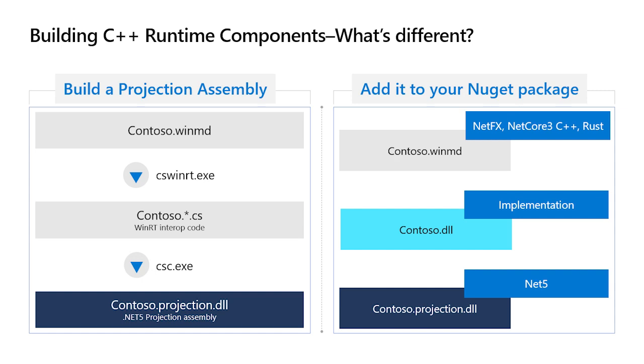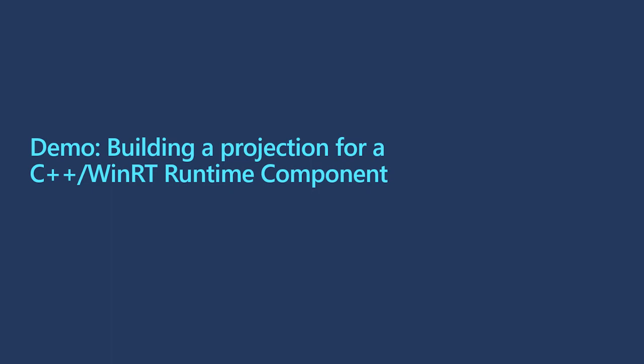Once you've got that projection assembly, you now need to update your NuGet package. Your NuGet package already contains the WinMD and the implementation DLL for your component. The WinMD is needed for your .NET Framework customers, .NET Core customers, C++, and Rust as well. You also need the implementation DLL in order to use the component. What's new now is you need to add a new target framework library for the projection to use from .NET 5. Let's go ahead and go through a demo of what it looks like to update a C++ runtime component, build a projection assembly, and update your NuGet package.